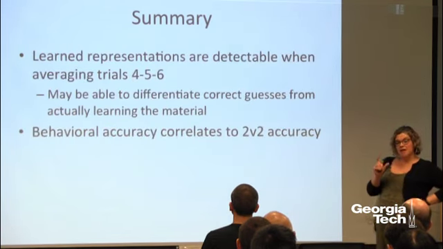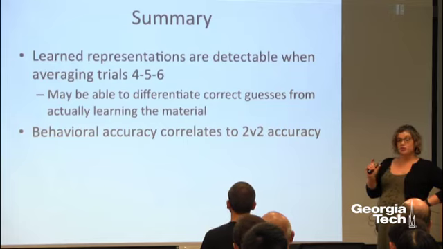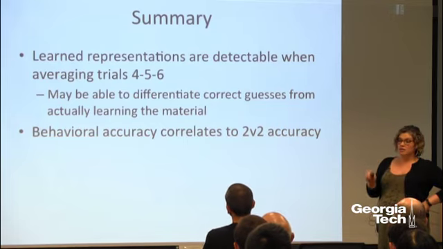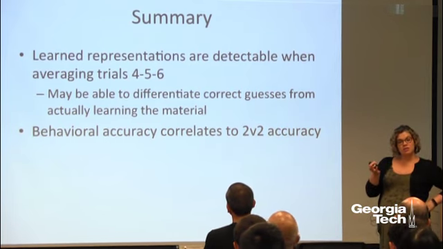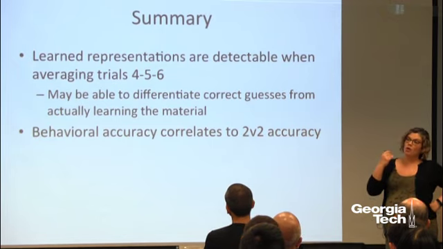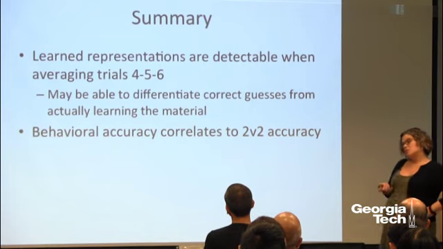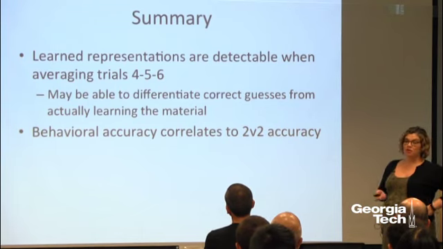We can also detect this learned representation as early as trials 4, 5, 6. Even though we're including correct and incorrect trials, trials 4, 5, 6 are enough to tell us what the word is that you are mapping to that symbol. And we found also that behavioral accuracy correlates with the 2 versus 2 accuracy. So we can tell how well you are performing on that task just looking at your 2 versus 2 accuracy. This could be useful for things like determining the difference between a correct guess and somebody who's actually learning.